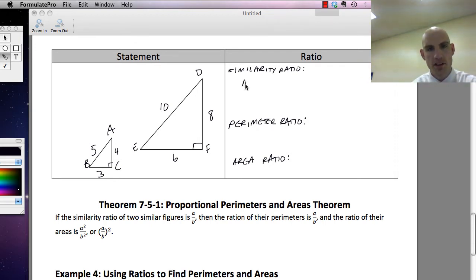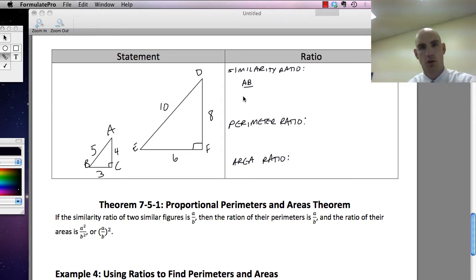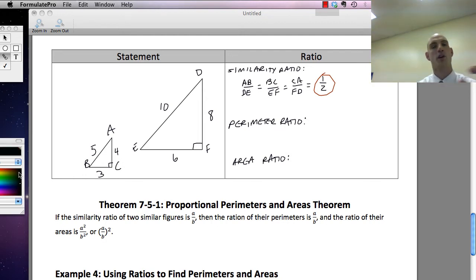What this is talking about is if we put all of the sides of these two triangles in relation to one another, so we make some ratios. We've got AB over DE is equal to BC over EF is equal to CA over FD. If we look at what those actually are, they're going to be 1 over 2, because we have 5 over 10, 3 over 6, 4 over 8. So the similarity ratio of our sides is 1/2. It's important to note that we're comparing these three things, which is why we've put them in order like this.